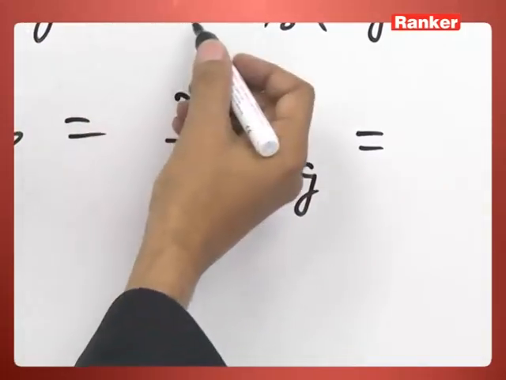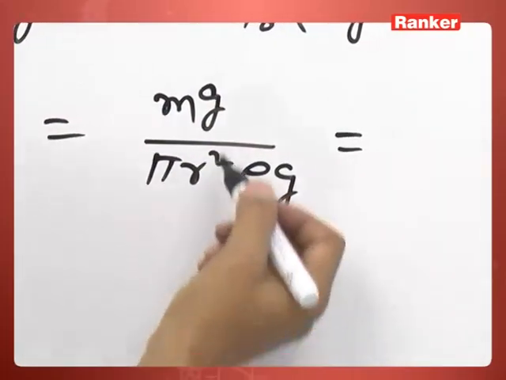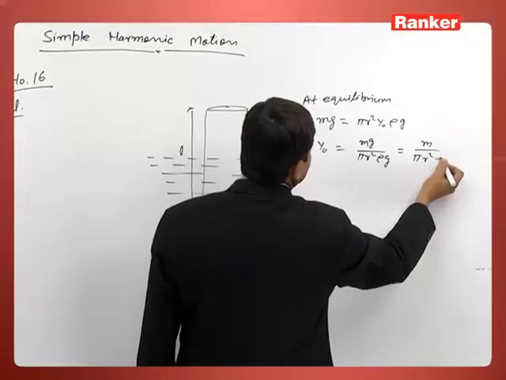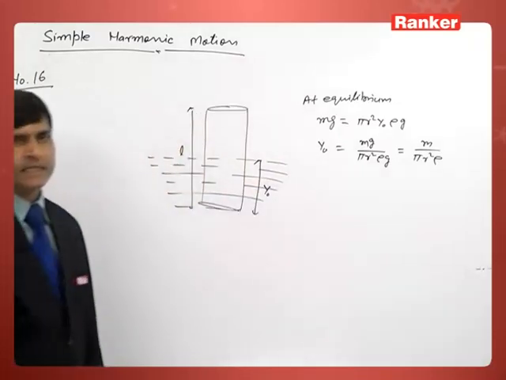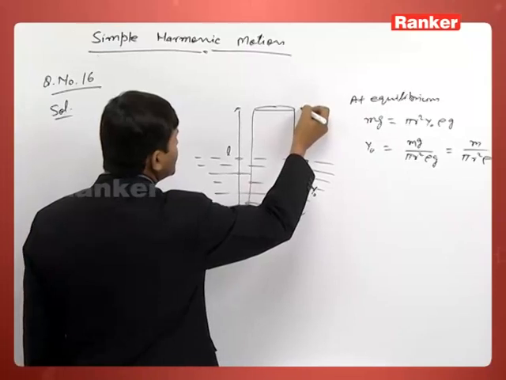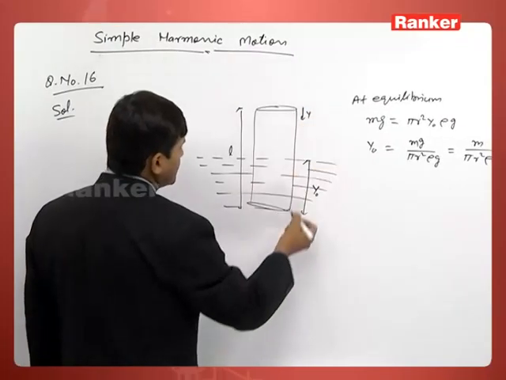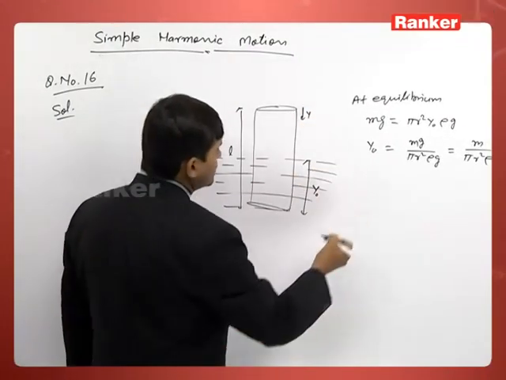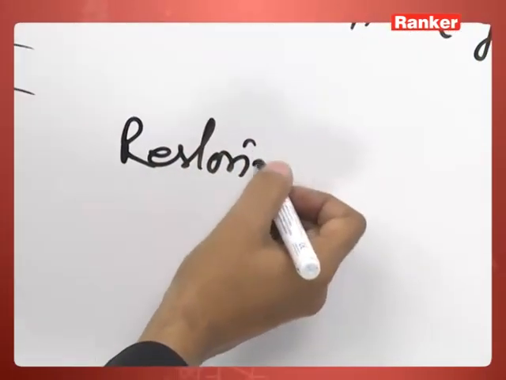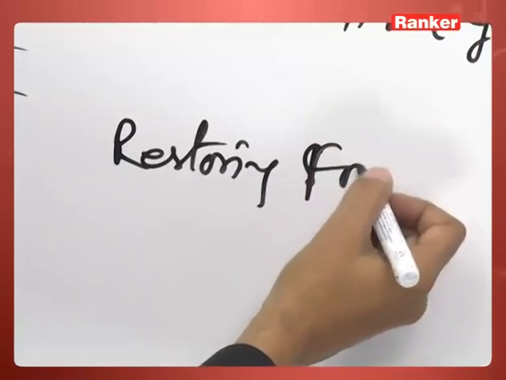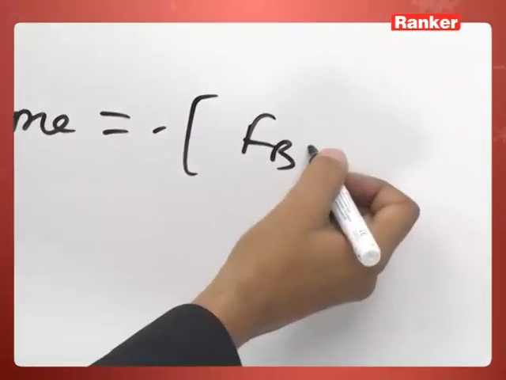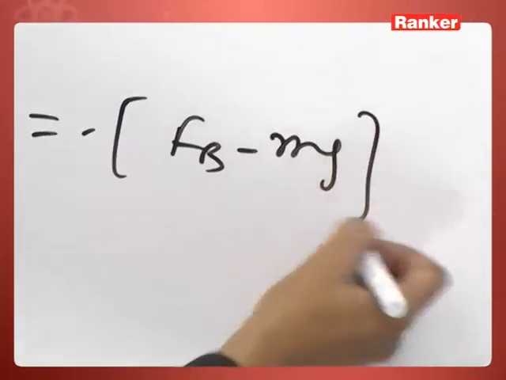So y naught is mg by pi r square rho g, and g and g cancel, so y naught is m by pi r square into rho. This is initially. Now slightly it is depressed. Let it be depressed slightly by y. So the restoring force is equal to minus of buoyancy force minus weight.